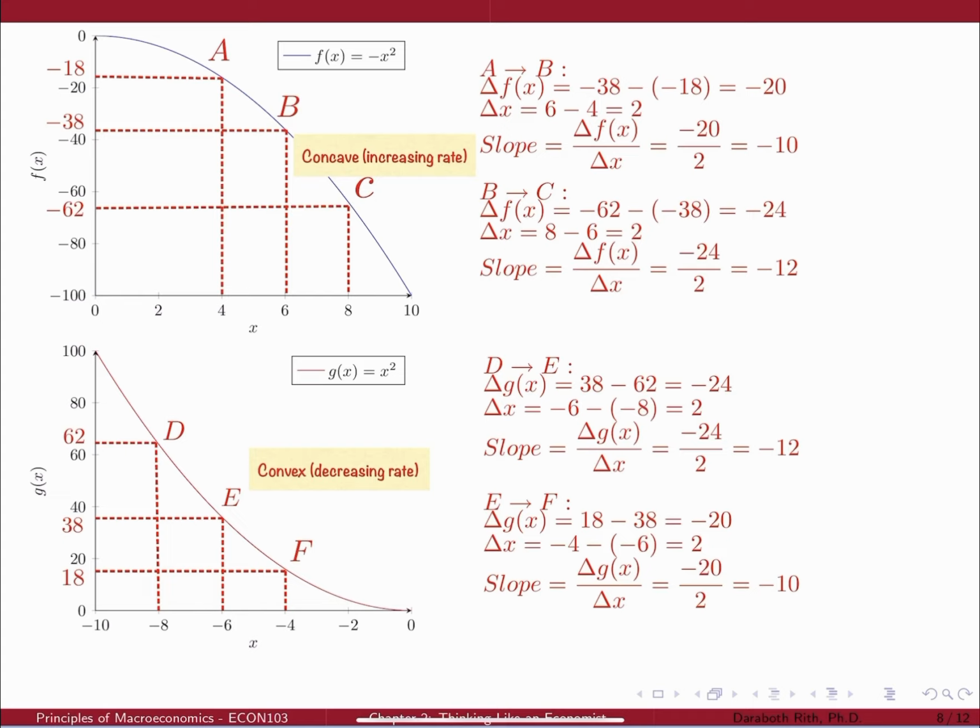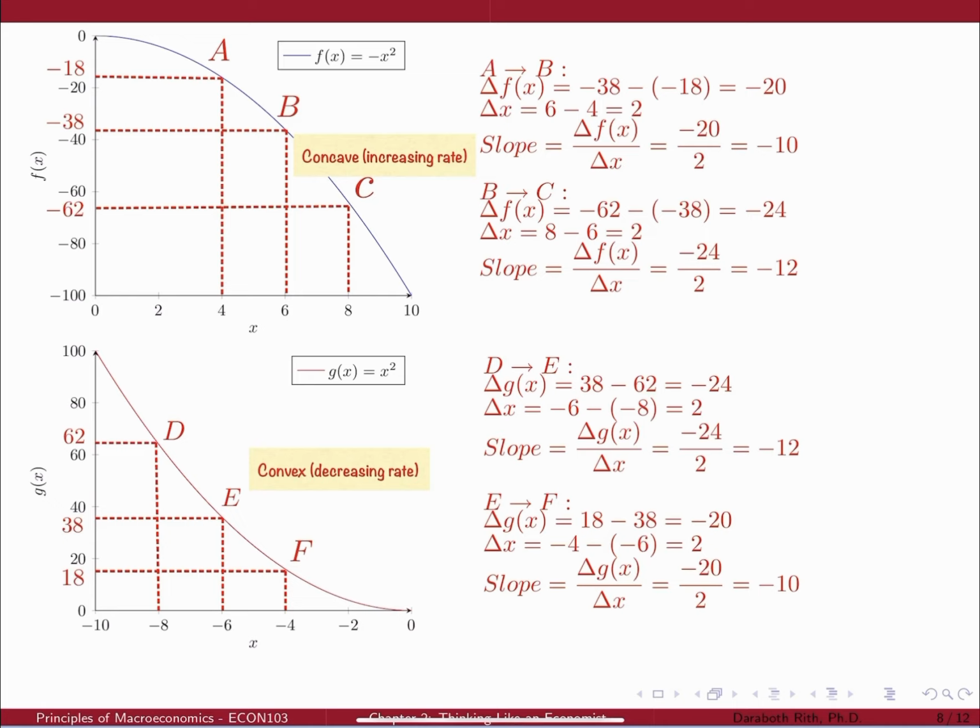Now consider the change from point B to point C. If you take the difference of f(x), it is negative 62 minus negative 38, and it equals negative 24. And if you take the difference of x, it is 8 minus 6 equals 2. So the slope is negative 24 divided by 2 equals negative 12.